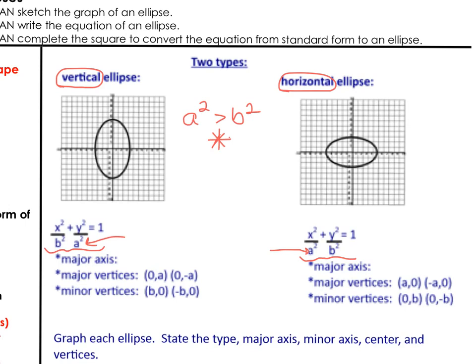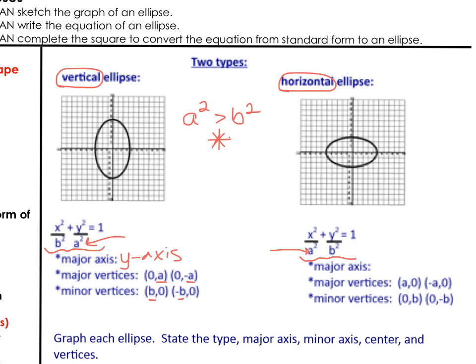Now let's go back to that vertical ellipse. The major axis would be the y-axis. So instead of calculating your center and then going right, left, up, and down in four directions like a circle, now you're going to go up and down whatever the square root of the number underneath the y value is for the major vertices. For the minor vertices, you'll take the other number's square root and you'll count to the right and to the left.